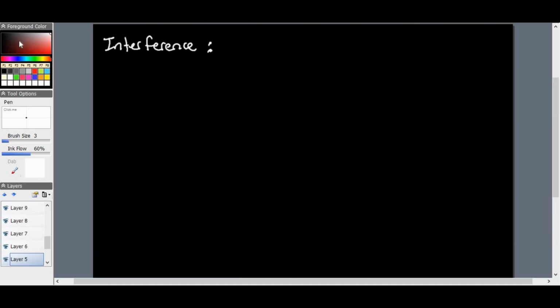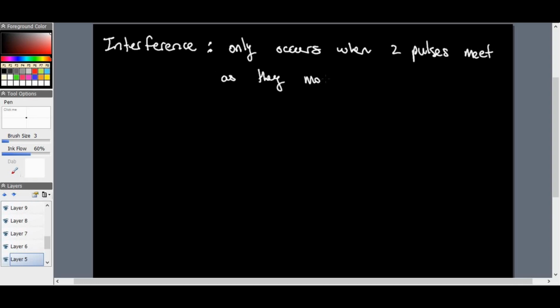Now, there's another term called interference, and also another term called superposition. Interference is broken up into two different types: constructive and destructive. Interference is the phenomenon that only occurs when two pulses meet as they move, and not just as they move, but as they move through the same medium.